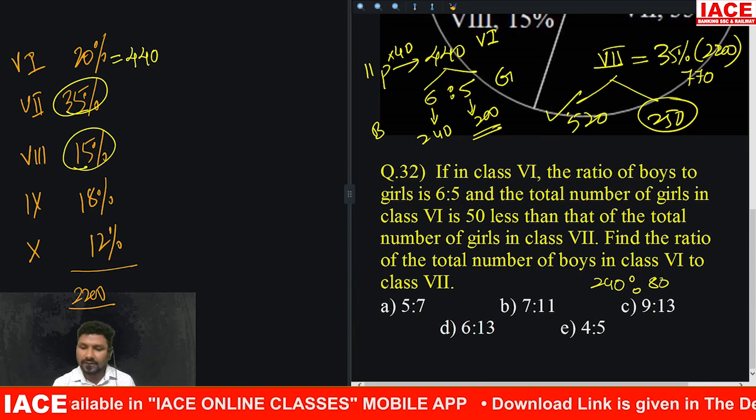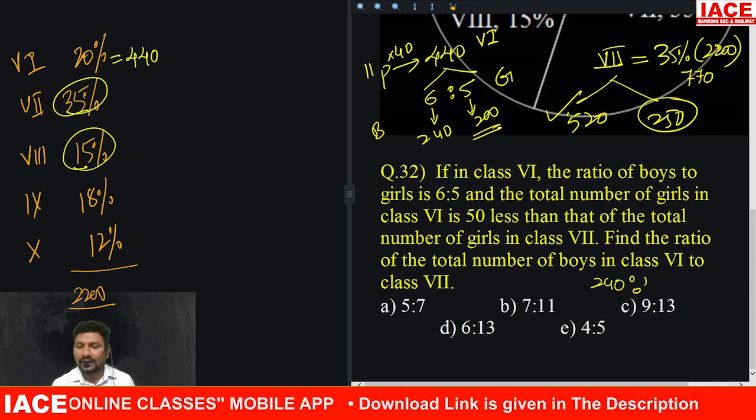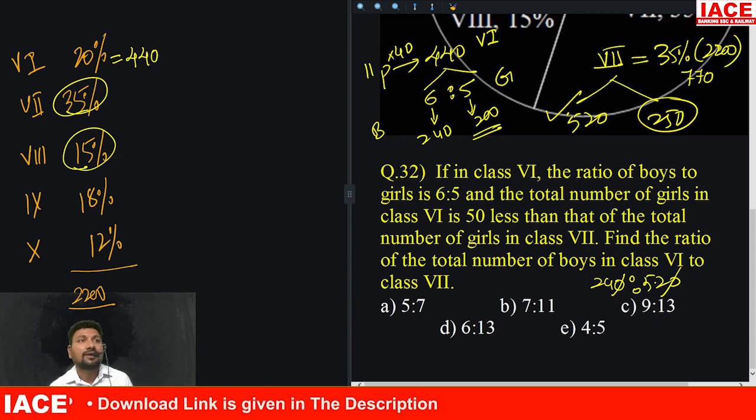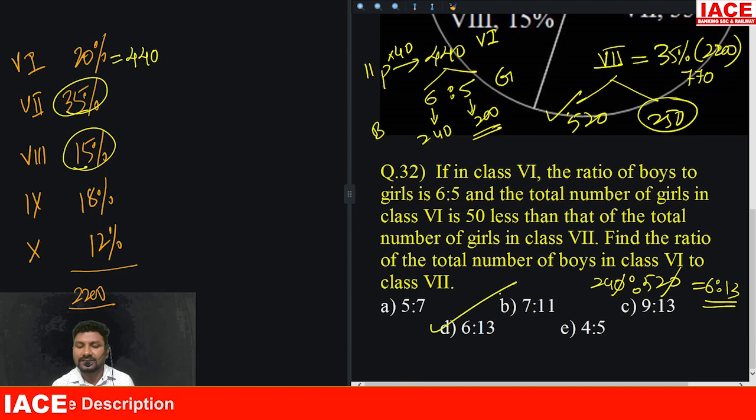So here 240 and 520. The ratio is how much? 24 and 52 both are cancelled by 4. 4 sixes are 24, 4 thirteens are 52. The ratio is 6:13, option D.